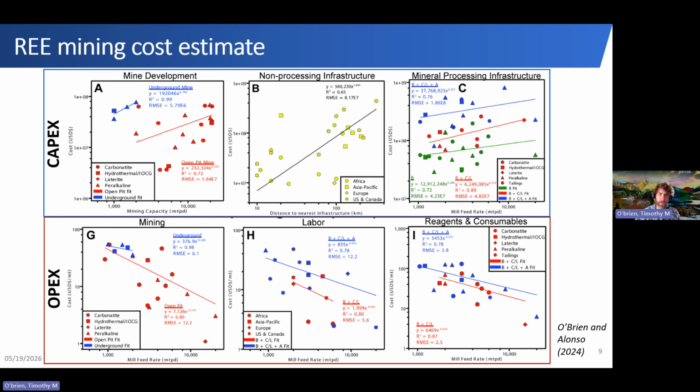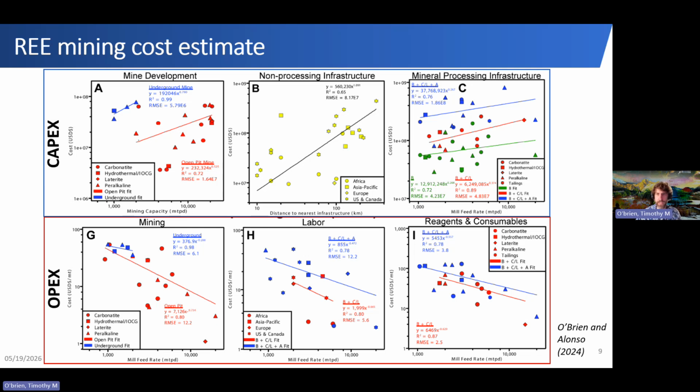And then also, an underground mine is more expensive than an open pit mine. And as we increase the distance from a town or existing infrastructure, the cost increases as well, signifying that the project is likely more remote. So the more remote it is, the more roads you have to build. And lastly, for capital costs, which here is the mineral processing infrastructure.